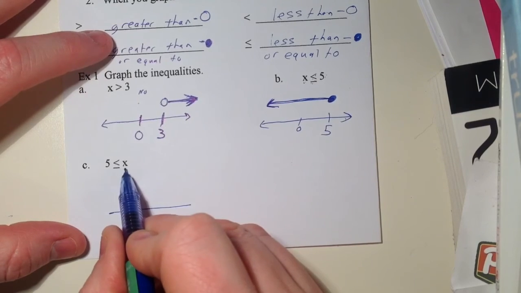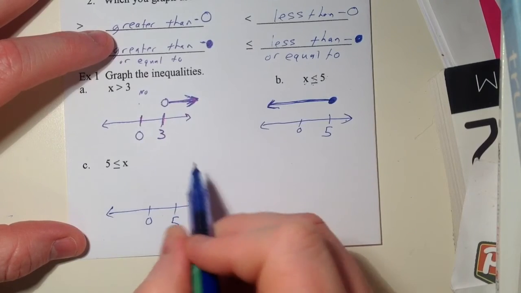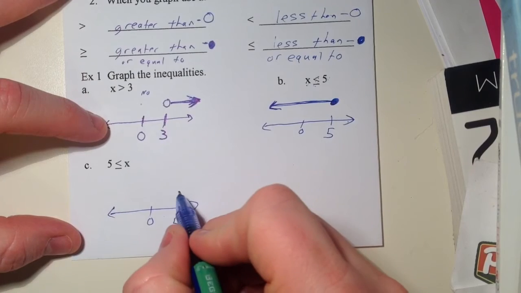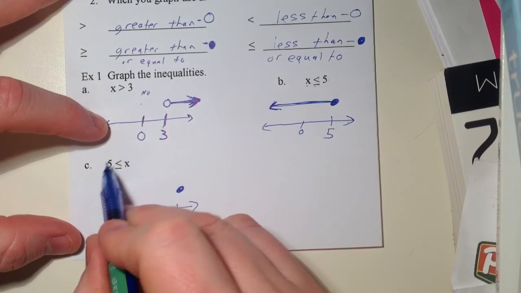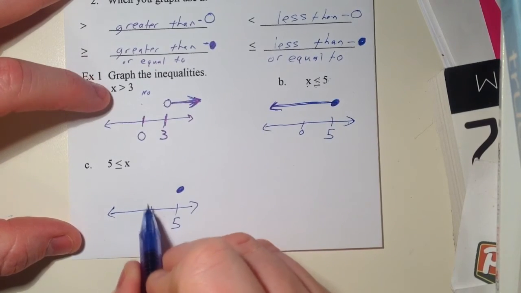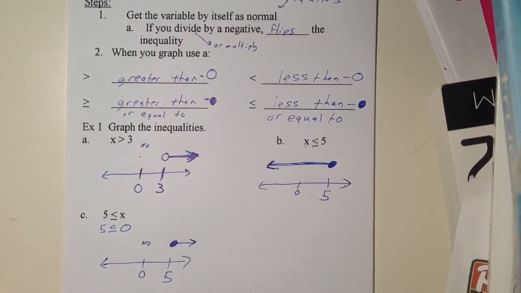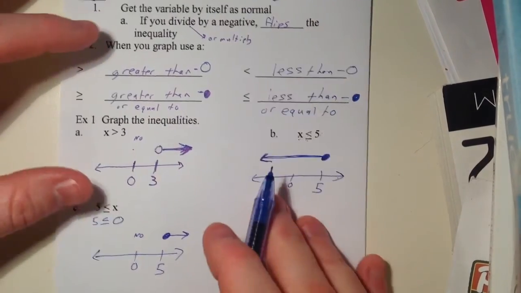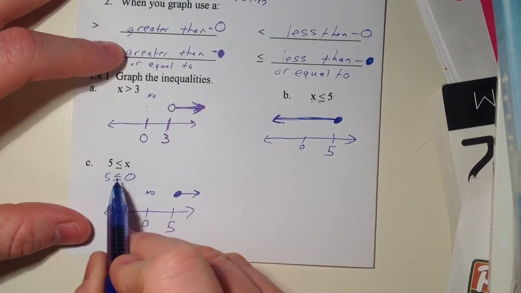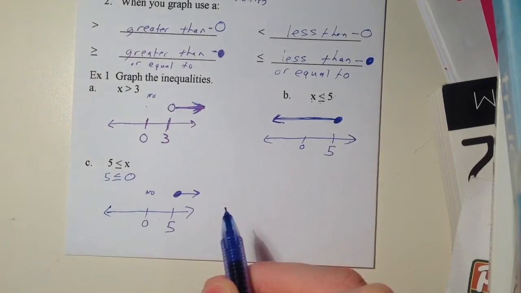All right. Notice how x is on the other side now. So I put 0, I put 5. I want a closed circle because it's underlined. So I'm including 5. 5 is less than or equal to 5. Yes. So I'm going to keep 5 there. Now let's try 0. Is 5 less than or equal to 0? No. So I push it that way, and that's where I go. And that's where my answer is.